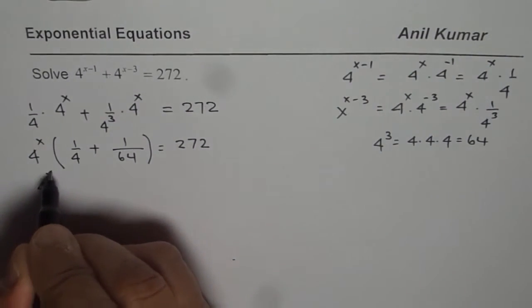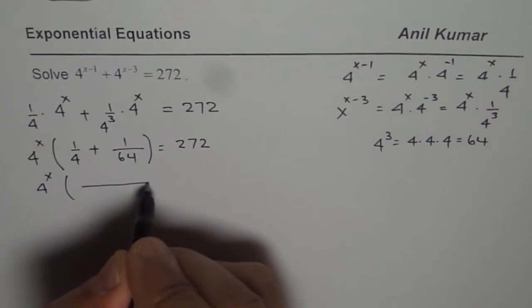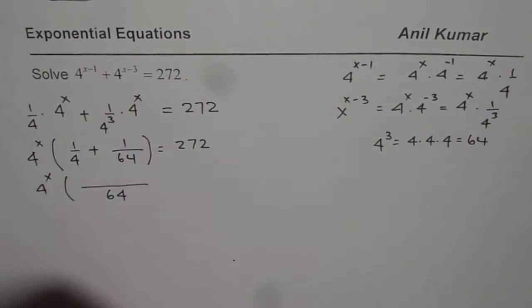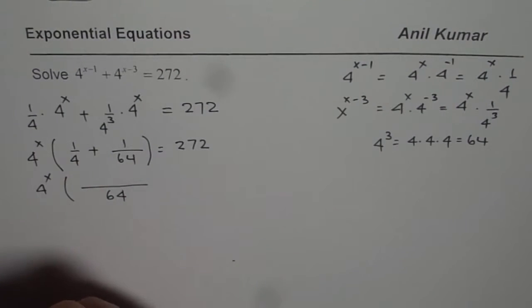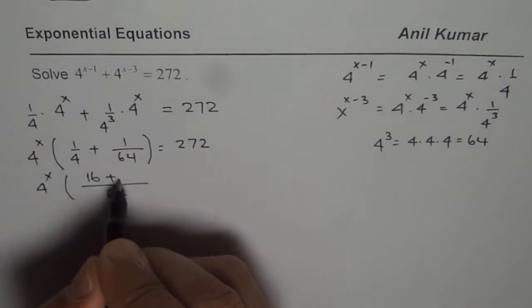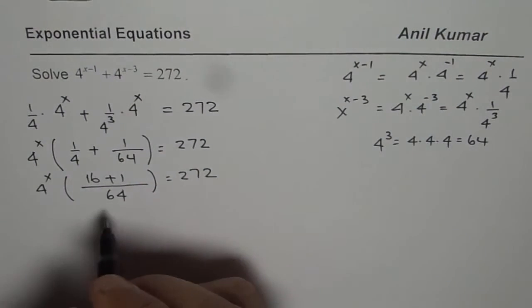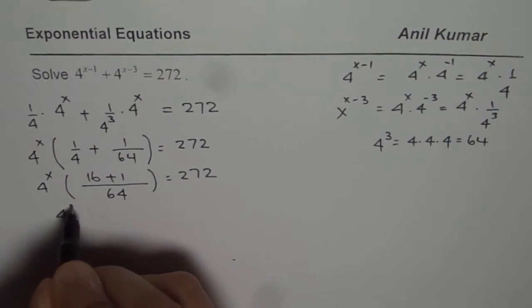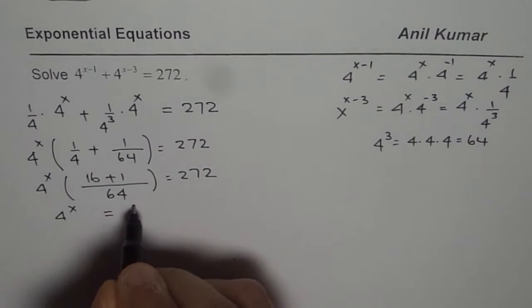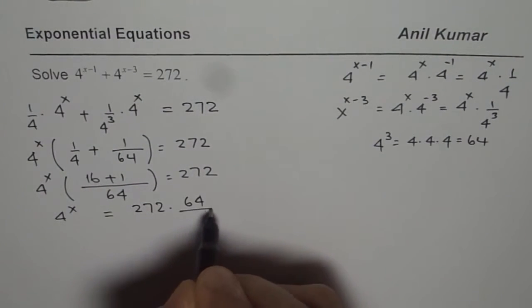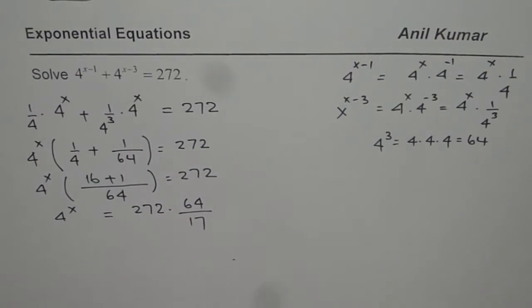Now that gives you 4 to the power of x, and 64 is common, which is 4 cube, right? So we have to multiply by 4 square here, since we have 4 here. 4 square is 16, so 16 plus 1 equals 272. So that gives you that 4 to the power of x is indeed equal to 272 times 64 divided by 16 plus 1, which is 17.